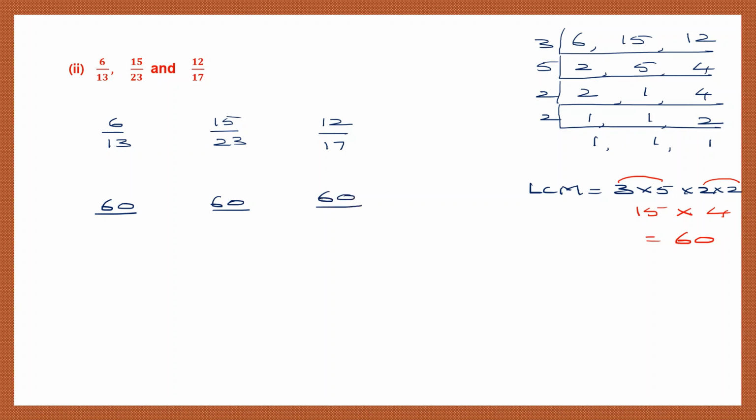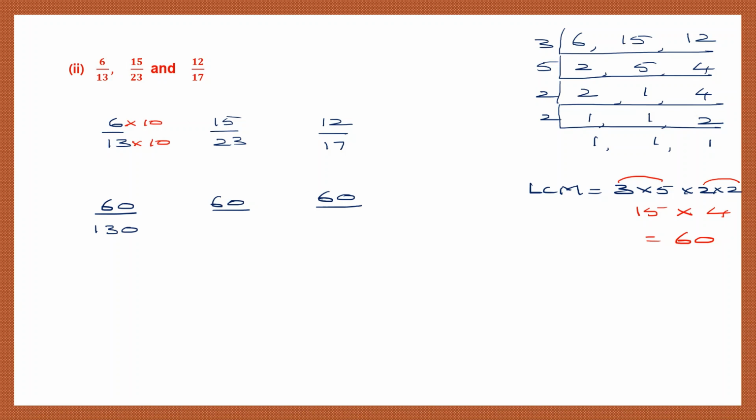Now we have to find the denominators. Now begin with the first fraction. Look at the first numerator, it's 6. 6 has become 60. How? By multiplying it by 10. 6 into 10 is 60. So multiply the denominator also by 10. 13 into 10 is 130.